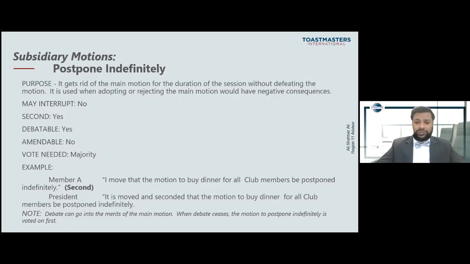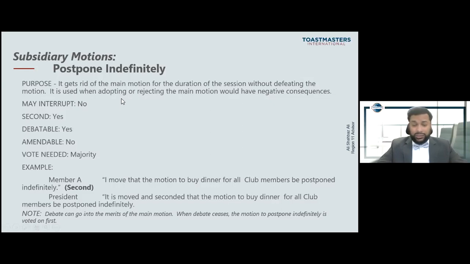So every motion can be interrupted. Every motion can have a second or may not have a second. We have to understand the nature of motion. It can be debatable, it maybe cannot be debatable. Some motions can be amended, some cannot be amended. Some simply need a majority to vote, some need 2/3 of the membership to vote. So let's look at this chart more closely here.